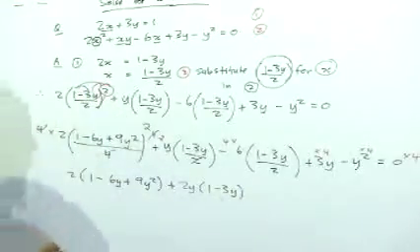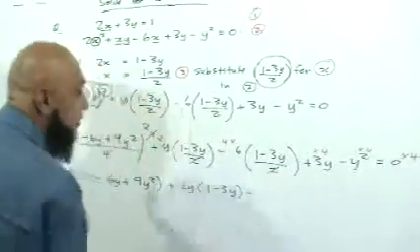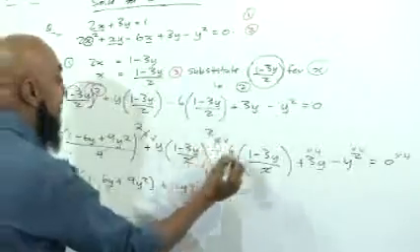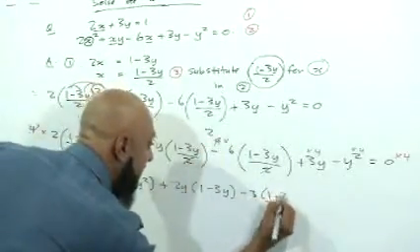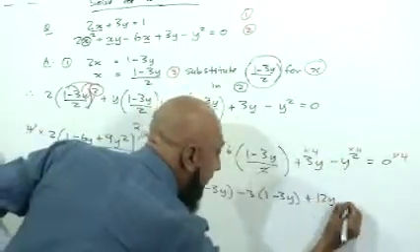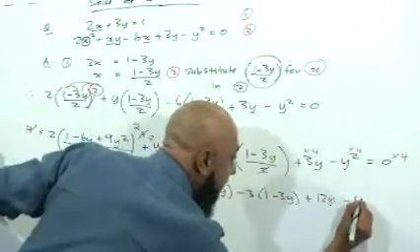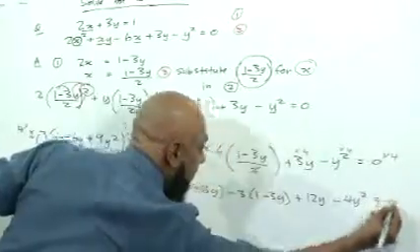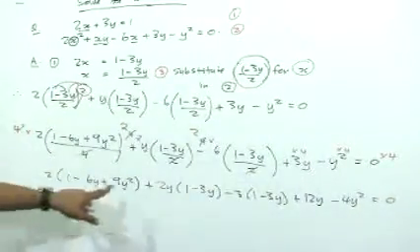I smelled success. Minus 2 into 2 once, 2 into 4 2 times. 2 times 3 is 6 into 1 minus 3y. Plus 3 times 4, 12y. Minus 4 times y squared is 4y squared is equal to 0. We still have brackets to remove.